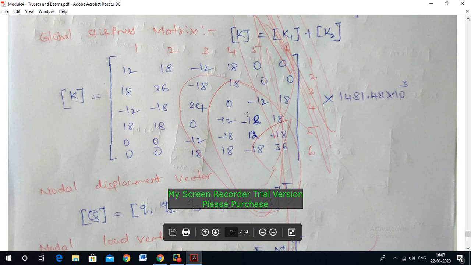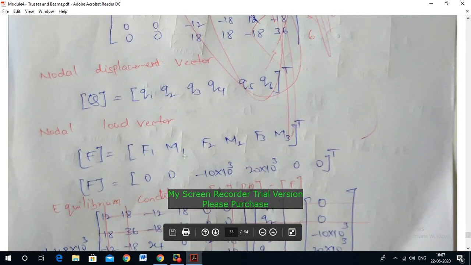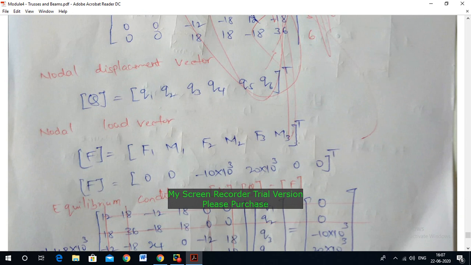Make a note of this. Similarly, add corresponding row and column, how we were added in the truss problems. Similarly, the same thing you can add, K1 K2 value, and the nodal displacement vector Q is equal to Q1 Q2 Q3 Q4 Q5 Q6 transpose, and nodal load vector F is equal to F1 M1 F2 M2 F3 M3 transpose.